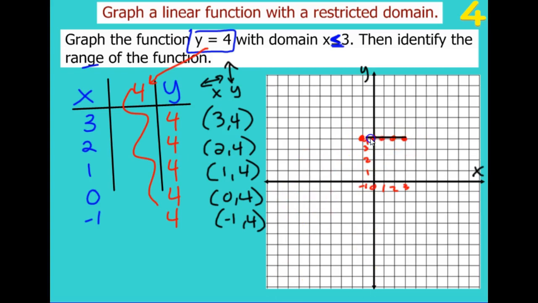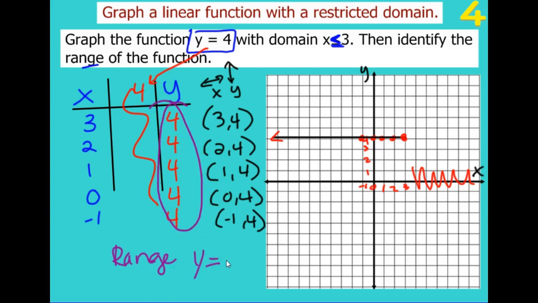So here our line is only going to the left because we're less than or equal to 3. We can't plot anything greater than 3. So our range, what we get out then, aren't they all the same? So our range is just y is equal to 4, always.